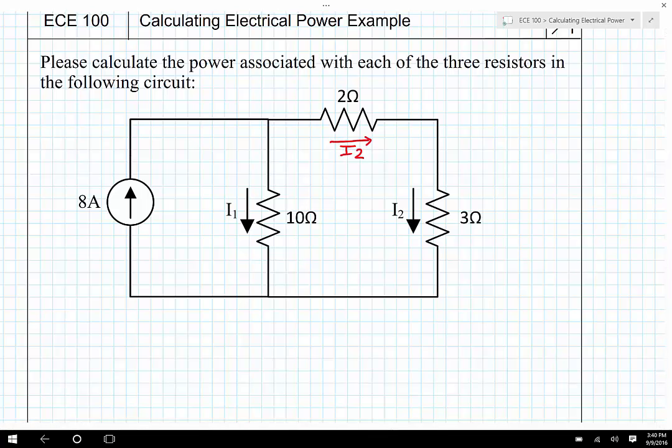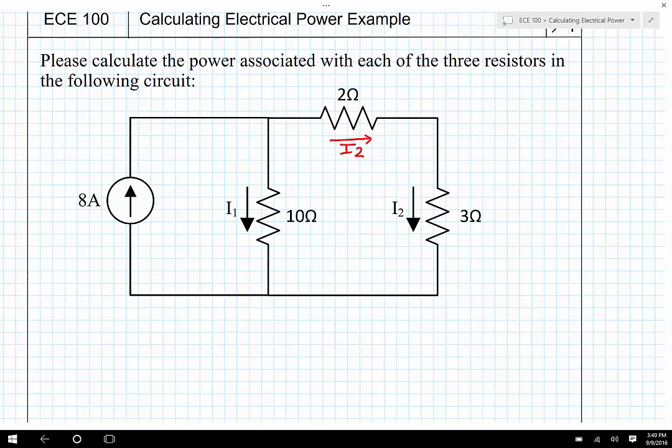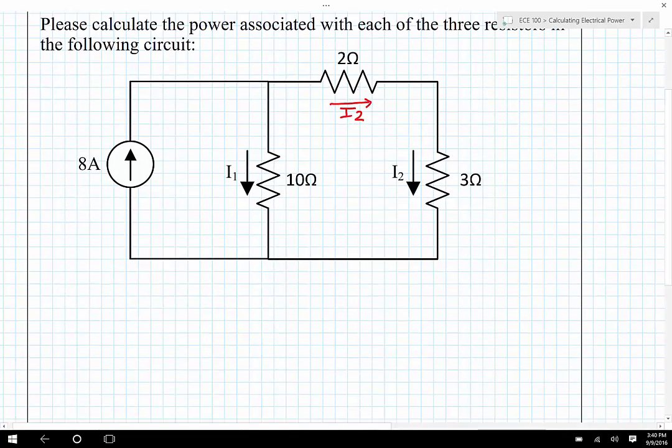Now we could solve the problem in a number of different ways, but what I'm just going to do is make a note of the fact that I2 flows through both the 2 ohm resistor and the 3 ohm resistor, so we could just briefly redraw the circuit. Probably wouldn't need to do this if you were solving this problem on your own, but I'm just trying to make it as clear as possible. So I'm going to redraw the circuit.